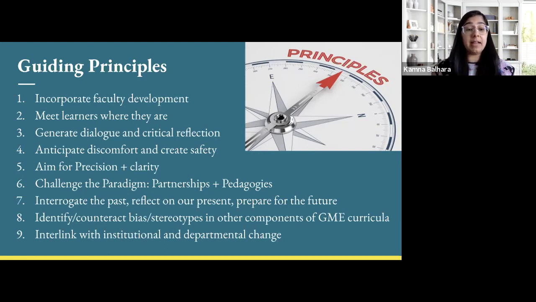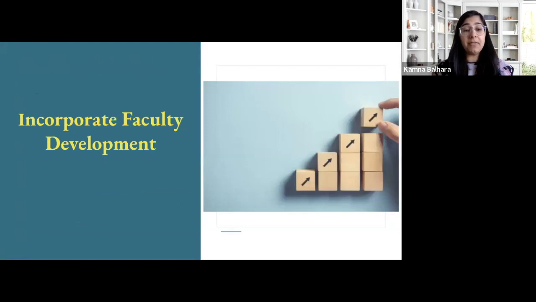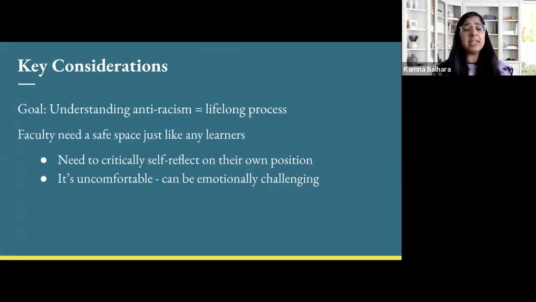The importance of identifying bias, stereotypes, and racism throughout all components of GME curricula. And finally, ensuring that your anti-racist education curriculum is woven into a bigger movement of institutional change. So starting with faculty development, teaching anti-racist curricula is not just about incorporating these topics into teaching, it's literally about how we teach. So the first step really is ensuring that we as educators are ready to take this on.